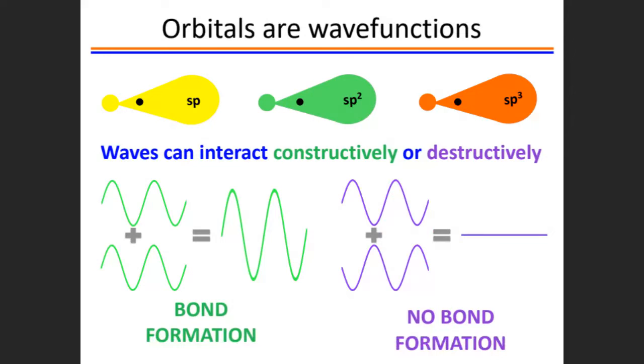Now, as I say, the head-to-head and that type of thing. So actually what happened, the orbitals are wave functions. So actually we are talking about sp, sp2 or sp3. Waves can interact constructively or destructively.